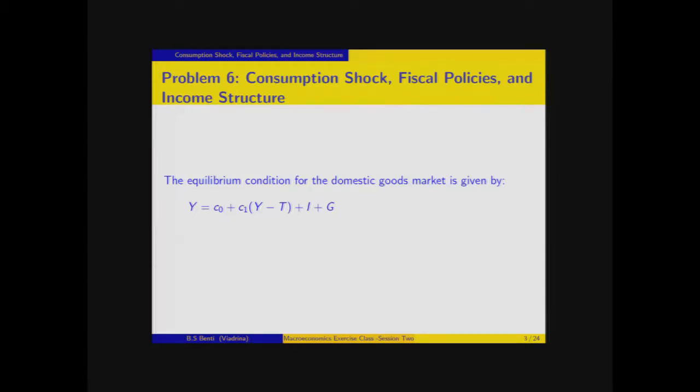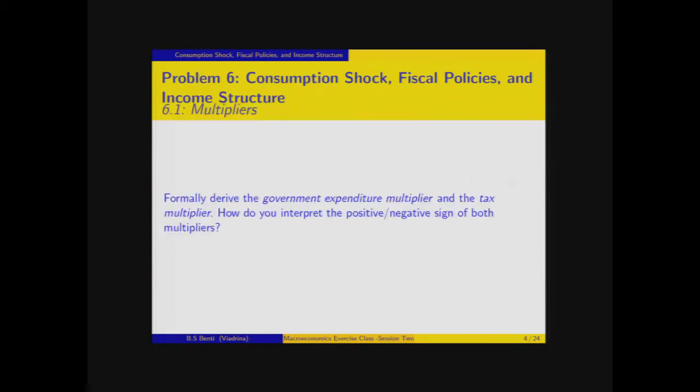The equilibrium condition of the domestic goods market is given by Y is equal to C0, autonomous consumption, plus C1, the marginal propensity to consume, multiplied by income minus tax, plus investment, and plus government expenditure G. The first item of this problem 6 is multipliers. We are asked to formally derive the government expenditure multiplier and the tax multiplier. How do you interpret the positive and negative sign of both multipliers?